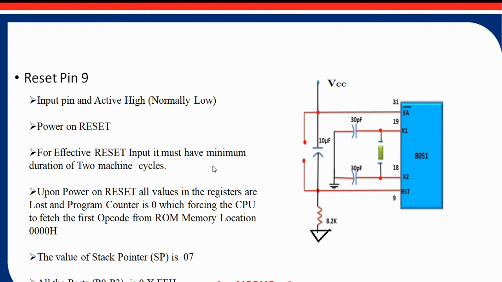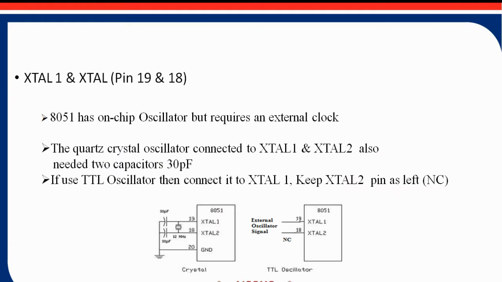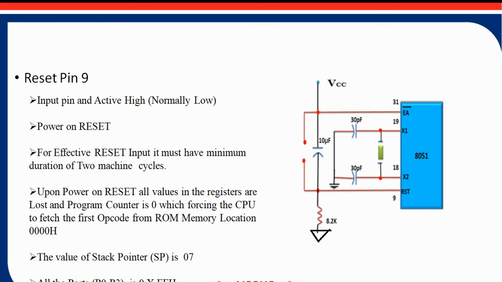The reset pin. Pin number 9 in the 8051 is the reset pin. On this reset pin, we have to use a 10 microfarad capacitor and an 8.2 kilo ohm resistor. Generally, this pin is active high. Normally, it is low. It is a power on reset.